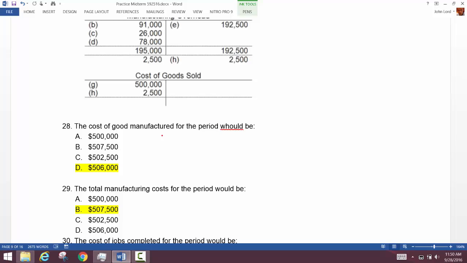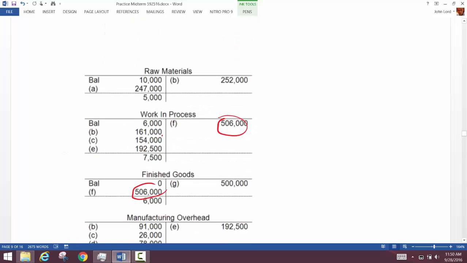Total manufacturing costs. What are our manufacturing costs? There's three of them. Good. Direct materials, labor, and overhead. And where do we put those? Well, eventually everything ends up in cost of goods sold sooner or later. But when we incur them, where do we put them? Where do we start? We start with work in progress, don't we?